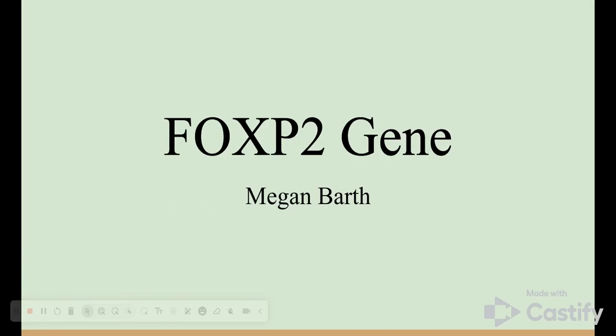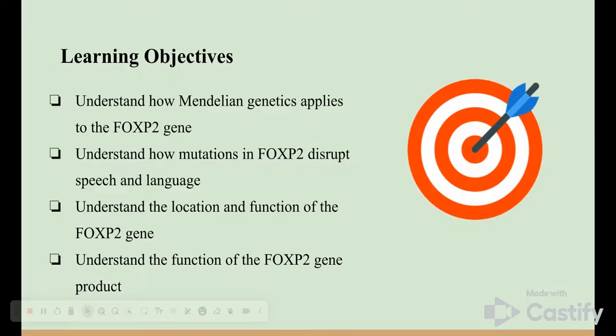My name's Megan, and I did my gene project on the FOXP2 gene. So, some learning objectives for this presentation are to understand how Mendelian genetics applies to the FOXP2 gene, how mutations in the gene disrupt speech and language, to understand the location and function of the gene, and to understand the function of the FOXP2 gene product.